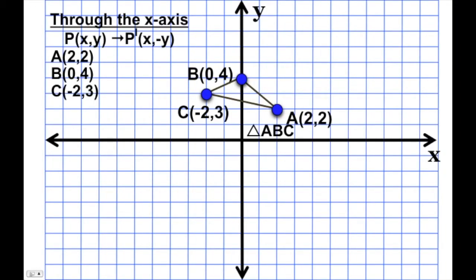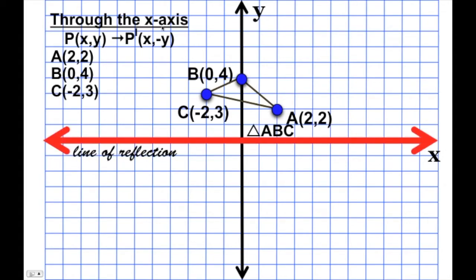So remember what we said. Whenever we reflect through the x-axis, our y changes. So P at (x, y) becomes P prime at (x, -y). So here we have our triangle ABC, and we're going to reflect it through the x-axis. So the x-axis is our line of reflection.